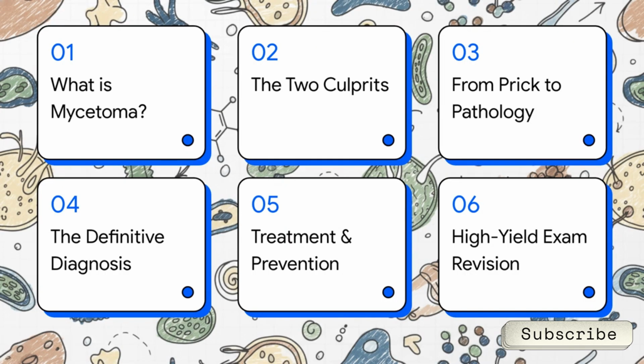So here's our game plan. We're going to cover the basics, figure out who the main culprits are, see how it all happens, and then, most importantly, get into the diagnosis and treatment. So let's get started with the 2 main culprits you absolutely have to know.